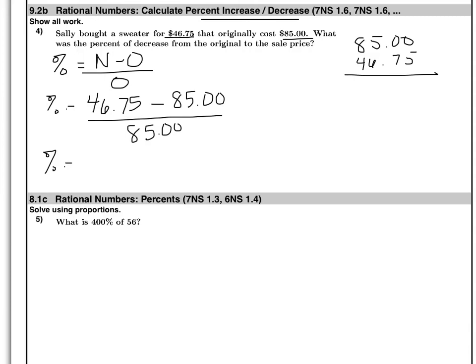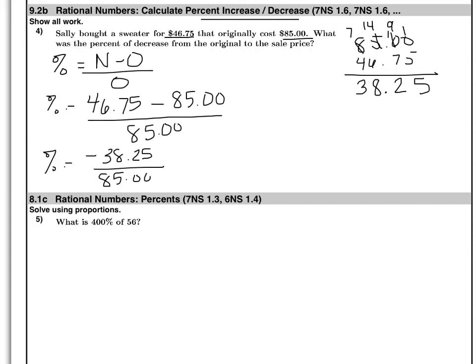Well, I do have to borrow. That was a 10, and now I'm going to make it a 9. Borrowed from here. I'm going to need to borrow again. So 10 minus 5 is 5. 9 minus 7 is 2. 14 minus 6 is 8. 7 minus 4 is 3. And the 85 was the negative, so this is negative 38.25, and I'm dividing it by $85.